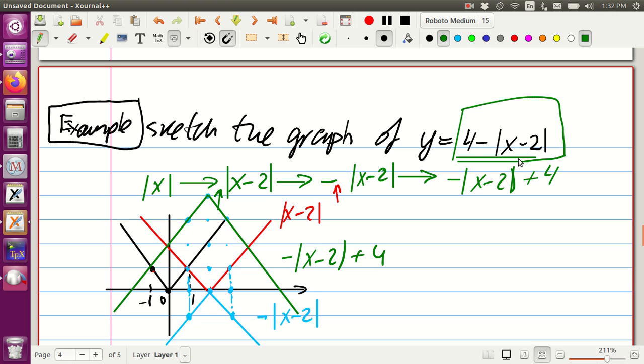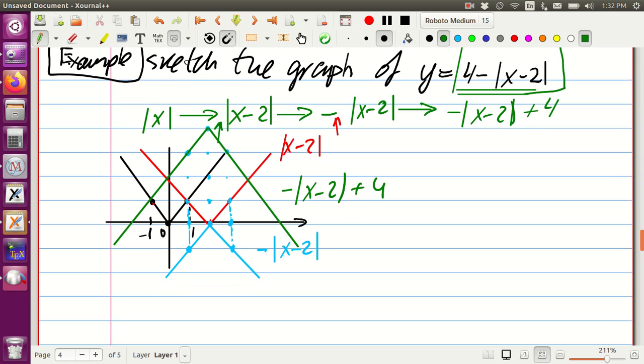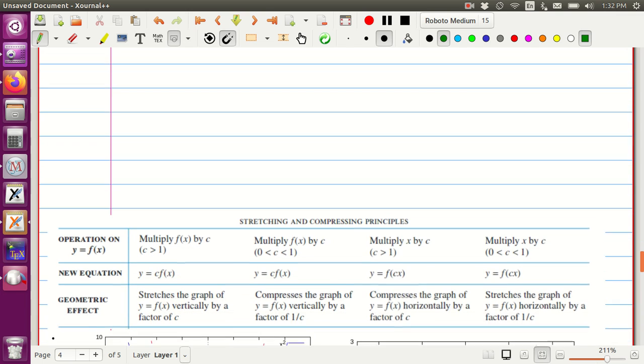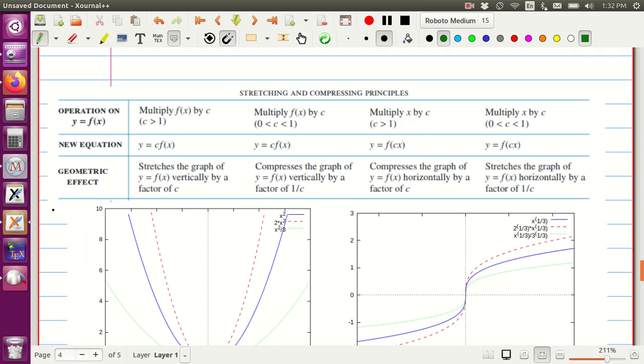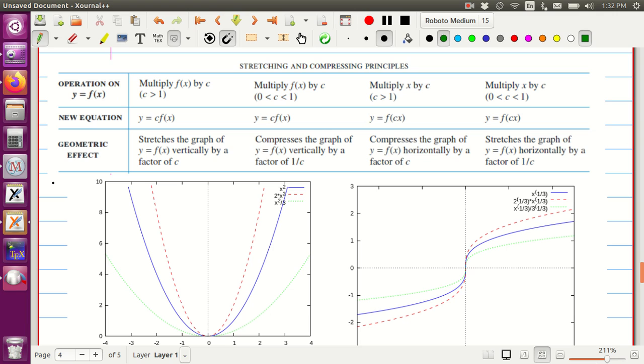So if it was too fast, again, ask me questions. I'll explain it in a little bit more detail. The last thing we have to discuss in this lecture is stretching and compressing graphs. So what does it tell you? If you take the original function f and multiply the graph by a number bigger than 1, it stretches your original graph in the vertical direction.